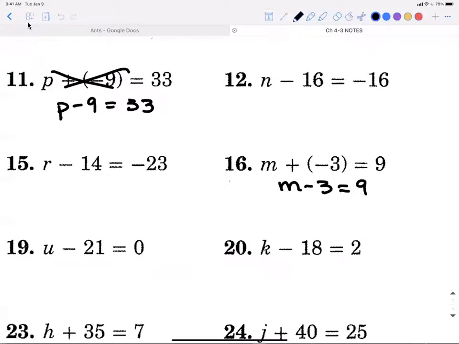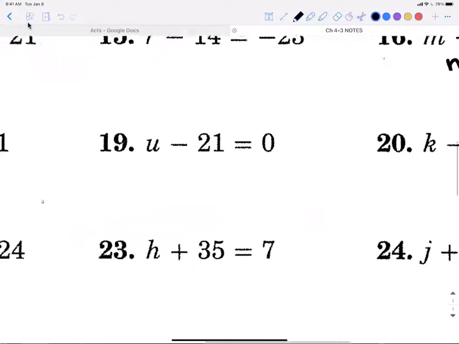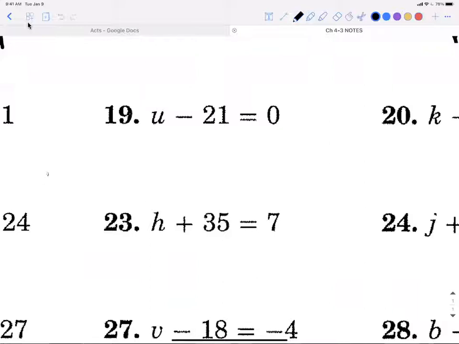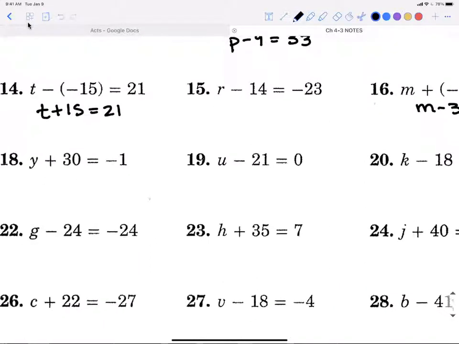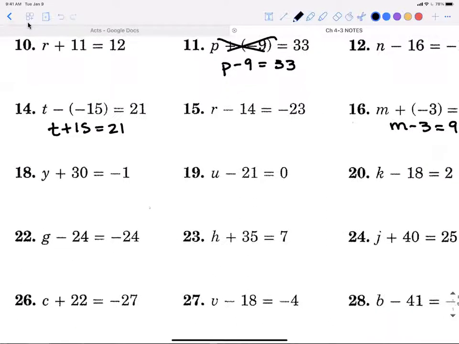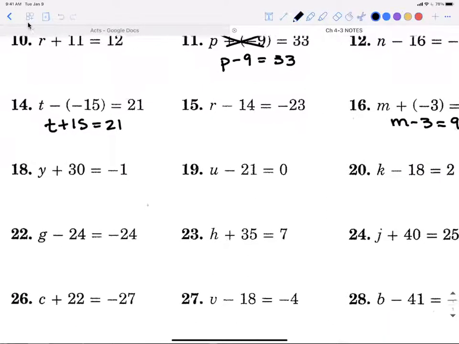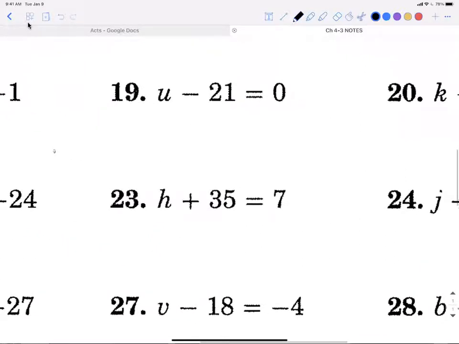If you have one where there's a 0 on the other side, it doesn't change anything. I think this will probably be our last one because I don't think we need to do a bazillion examples because every time it's kind of the exact same thing. So on this one, number 19, this is the last one we'll do. The last one you should have in your notes.